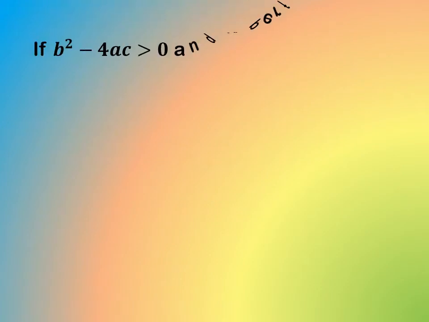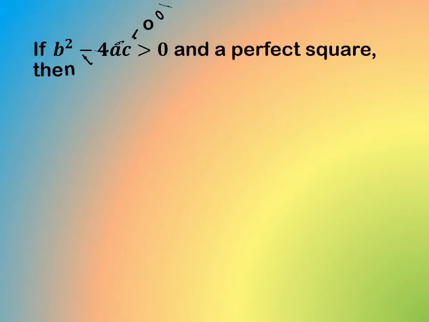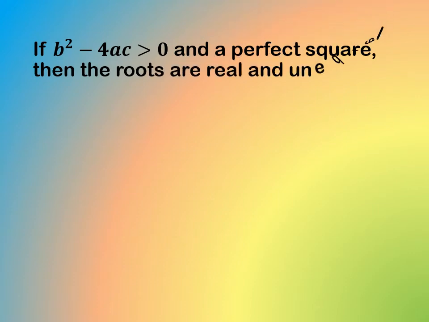Okay, so let's move on with the second one. If b squared minus 4ac is greater than 0 and a perfect square, then the roots are real and unequal. So, when we are talking about greater than 0, syempre, lahat na mas mataas kay 0. So, ito yung mga positive numbers. Okay? And, it is also a perfect square.